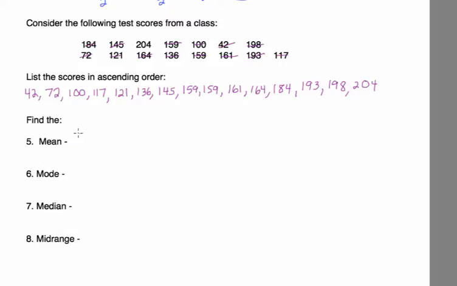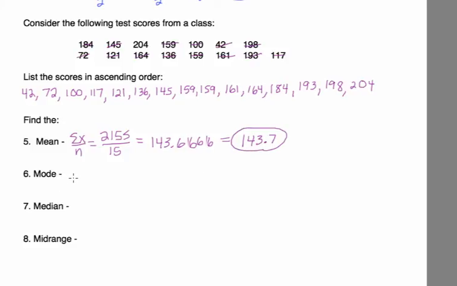Next, to find the mean, take the sum of all your data values, so add up all your data values, and divide by the number of data values you have, n. When you add them up, you get 2155, and there are 15 data values there. 2155 divided by 15 is 143.6 repeating, which we will round to one decimal place, 143.7.